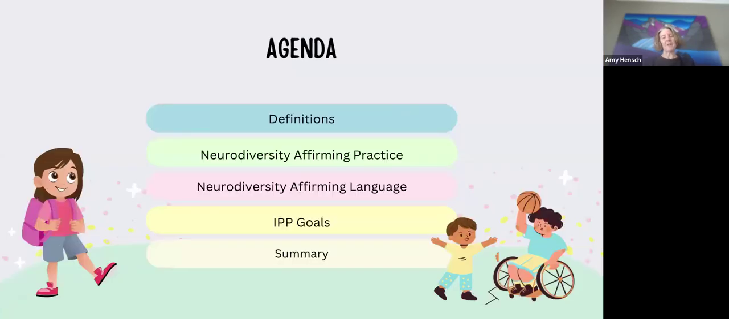So, what are we going to talk about? We're going to define neurodiversity and neurodivergence. We're going to look at neurodiversity affirming practice and language. Then we'll go into some examples of IPP goals and a summary.